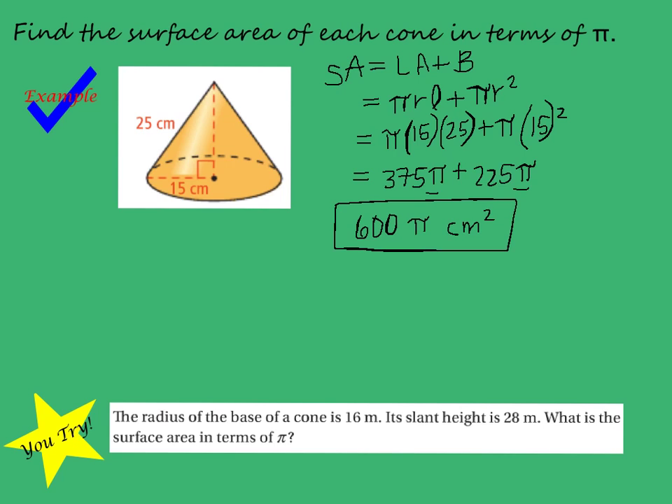Alright, this is your last problem. I want you to try to find the surface area of a cone that has a radius of 16 meters. Its slant height is 28 meters. So I want you to find the surface area in terms of pi. So doing the same thing above. However, you don't have a diagram here, but it tells you that the radius is 16, and it tells you the slant height is 28. So you look up at our picture up top, the radius would be 16, and the slant height would be 28.